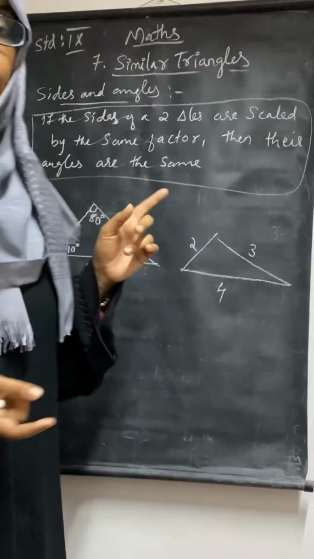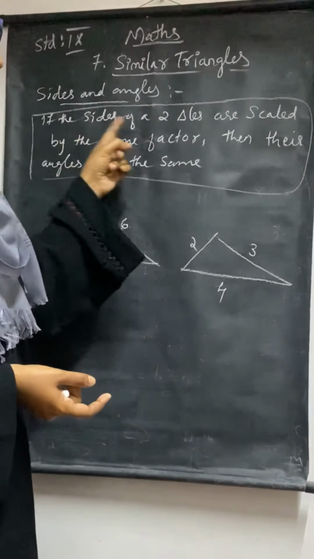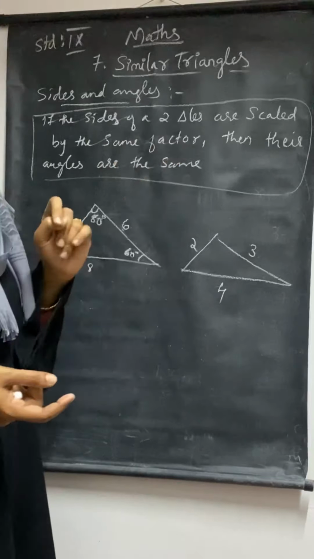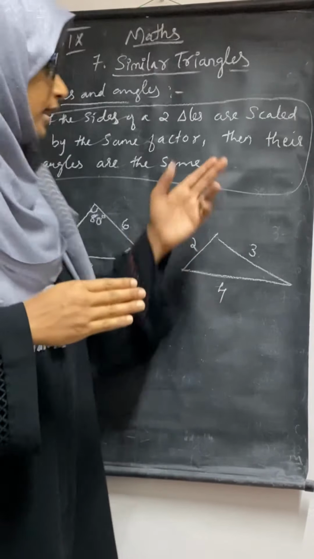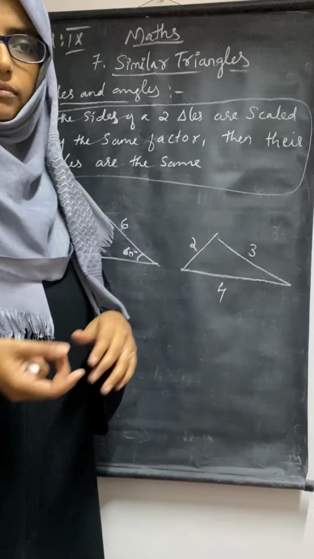Now we are going to see the second condition, sides and angles. If the sides of the two triangles are scaled by the same factor, then their angles will be the same. The angles will be the same.